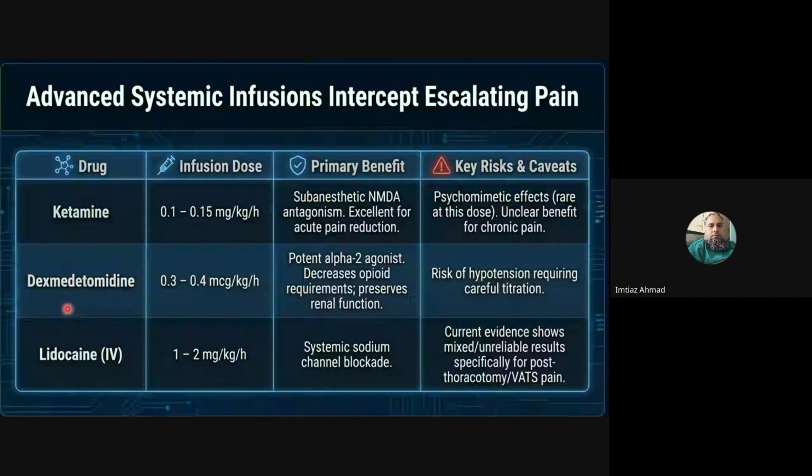Dexmedetomidine is an excellent drug. This can be used in 0.3 to 0.4 microgram per kg per hour. It is a potent alpha-2 agonist, decreases opioid requirements, and preserves renal function. There is risk of hypertension and it requires careful titration and monitoring. IV lidocaine in doses of 1 to 2 milligram per kg per hour acts by systemic sodium channel blockade. Current evidence shows mixed, unreliable results specifically for post-thoracotomy and VATS pain.